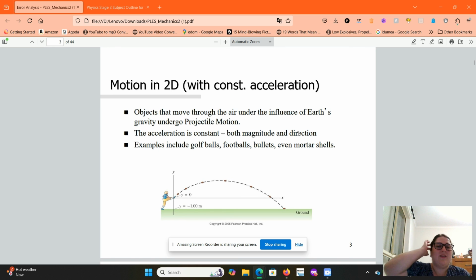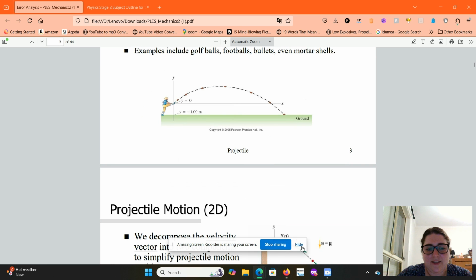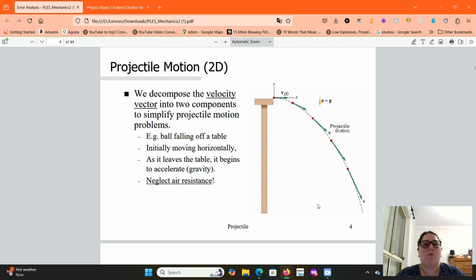So objects that move through the air under the influence of Earth's gravity undergo projectile motion. You know this. The acceleration is constant, both magnitude and direction. Examples include golf balls, footies, bullets, mortar shells. Anything you kick or hit is projectile motion. Simple as that. So we decompose the velocity vectors into two components to simplify projectile motion problems.